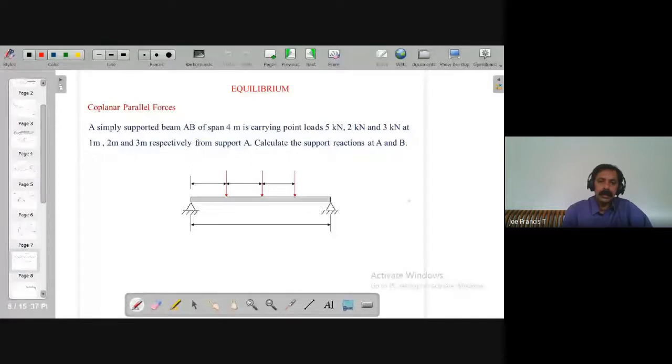Now say you have a beam AB. So this is A and B. So you have a simply supported beam. Simply supported beam means there will be only 2 supports. That is what is called a simply supported beam. If it has more supports, then it becomes a continuous beam.